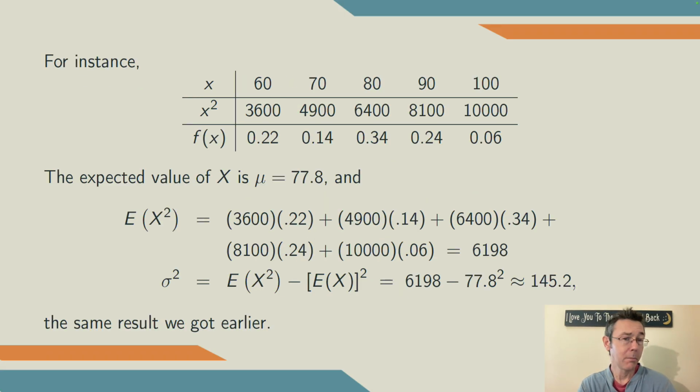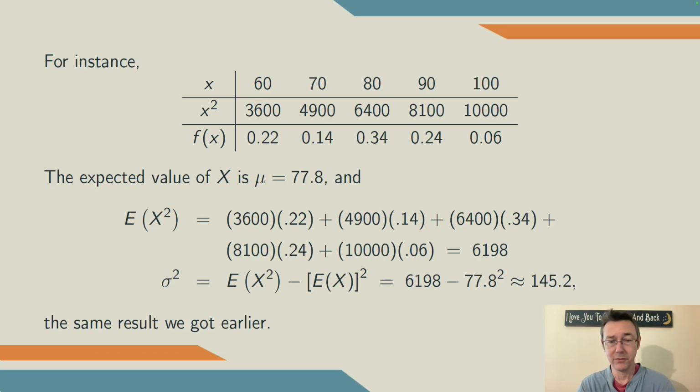So, for instance, going back to that original example with that same distribution we had earlier, where x can be 60, 70, 80, 90, or 100, with the probabilities listed here, it's almost immediate to compute the square of x, the squares of the different values that x can take. When x is 60, x squared is 3600, for instance. And so finding the expected value of x squared is really quick. 3600 times 0.22 plus 4900 times 0.14, etc.